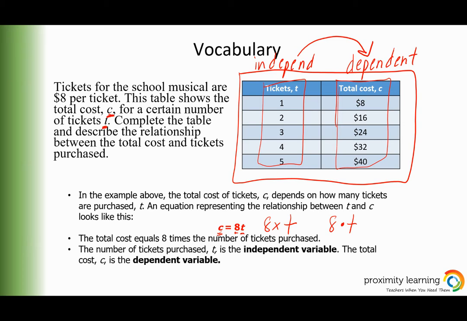So one ticket sold, total cost would be $8. If two tickets are sold, the cost will be $16. Three tickets are sold, cost will be $24. Four tickets are sold, cost will be $32. And five tickets are sold, cost will be $40, and so on and so forth. Okay, so it's essentially multiples of eight. So number of tickets, or T, is the independent variable. The total cost is the dependent variable.